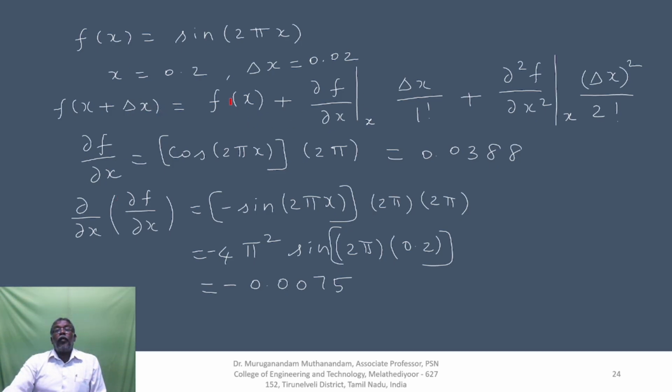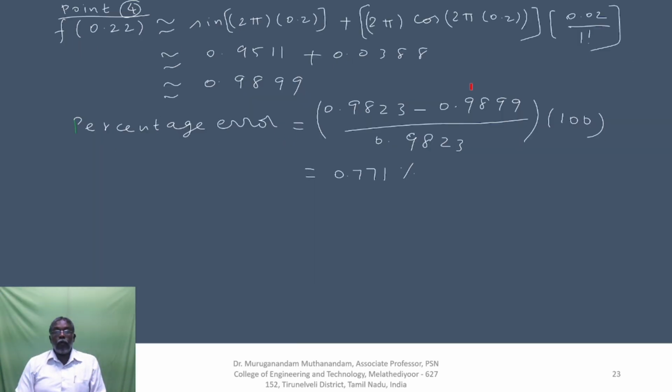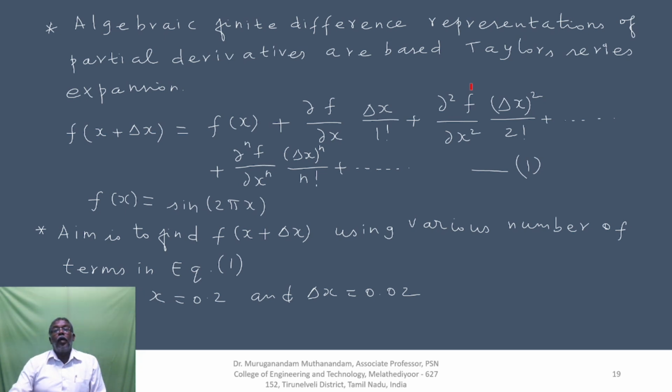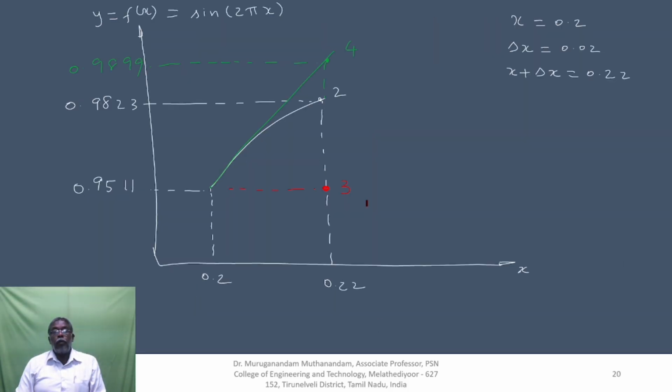Now we use the first three terms in the equation. We use the first term, we use the second term, we use the third term of the Taylor series. We neglect all of the terms from the fourth term on the right hand side of the first equation, that is the Taylor series expansion equation. Once again we find f of x plus delta x using x equal to 0.2 and delta x equal to 0.02.